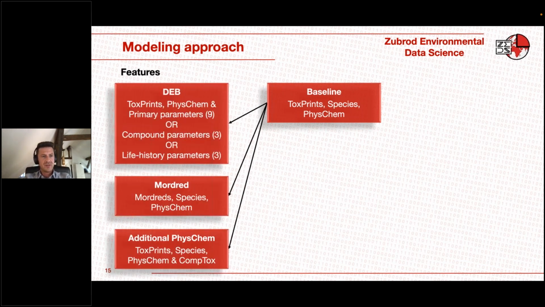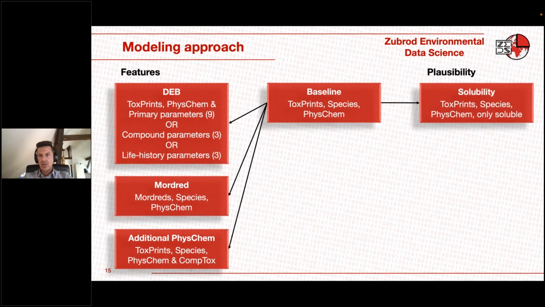First of all, we changed feature composition. So we replaced the categorical species feature by depth parameters, tested all possible combinations of the 9 primary parameters, all possible combinations of the 3 compound parameters, and also all combinations of the life history parameters. The next change we applied was replacing ToxPrint chemical descriptors by moderate. And finally, we added additional physicochemical parameters to the data set for our model.